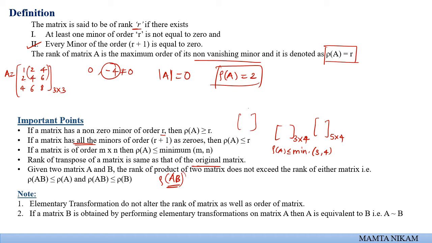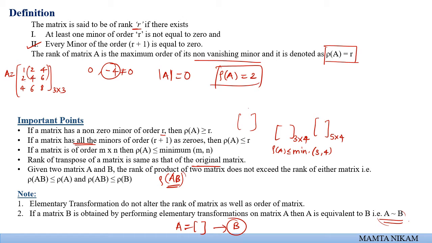Suppose you perform some elementary transformations on a given matrix A, and we obtain a new matrix, say B. Then we say A is equivalent to B, denoted as A ~ B. Okay, so these are a few important points we remember. Now, rank of a matrix.